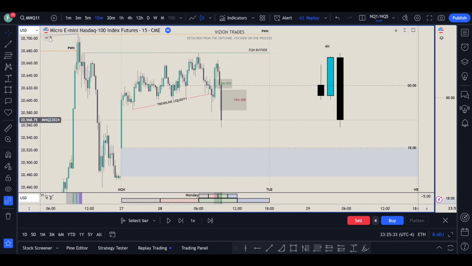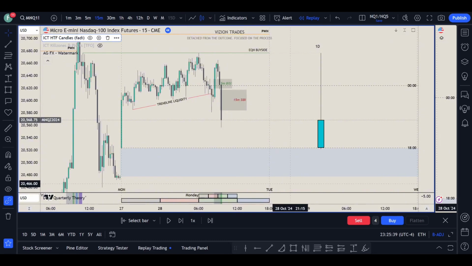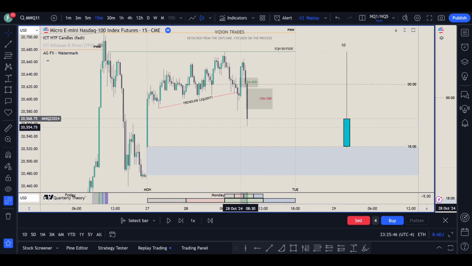So for an example, look, this is the day candle right now. We have a massive wick up here and absolutely no manipulation below there. So obviously that's the target for me. This is what I'm looking to target.